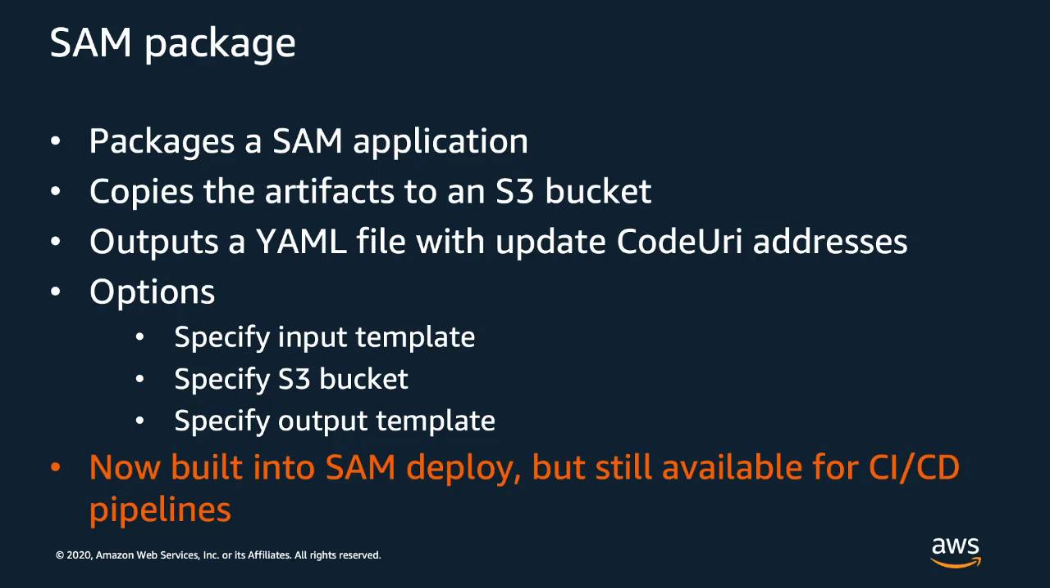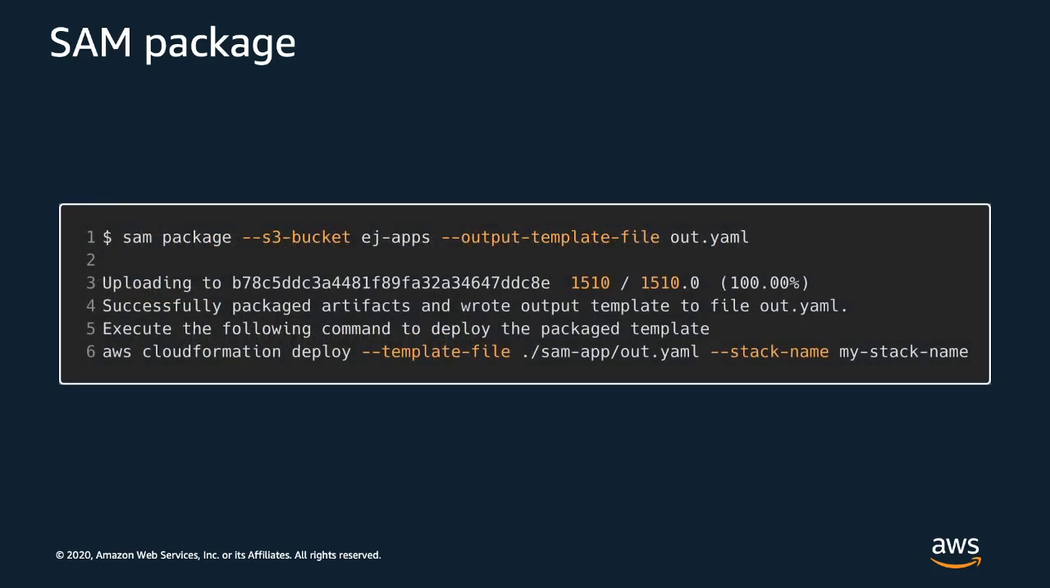So here's what that looks like. With SAM package, I pass the bucket that I'm going to use. I pass the template that I want to output. I have an input template, which is template.yaml by default, and I want it to output a new one called out.yaml. It loads everything and then renames where the code resides in the out.yaml. You can see here that it's doing the uploading, and it tells you how to deploy this using the CLI if you want. But if you're using CodeDeploy or CodePipeline, you can then pass these artifacts to CloudFormation to deploy.